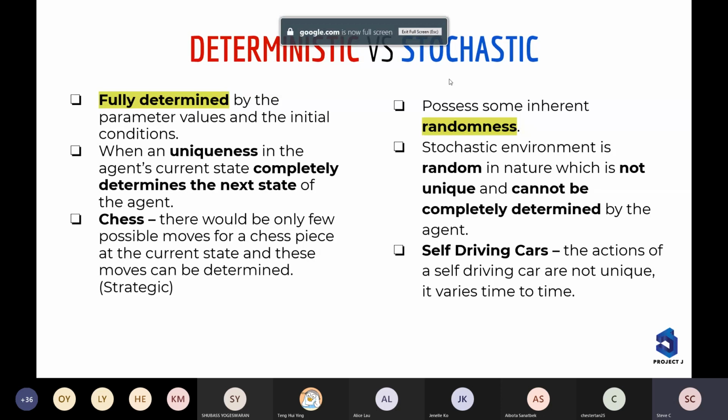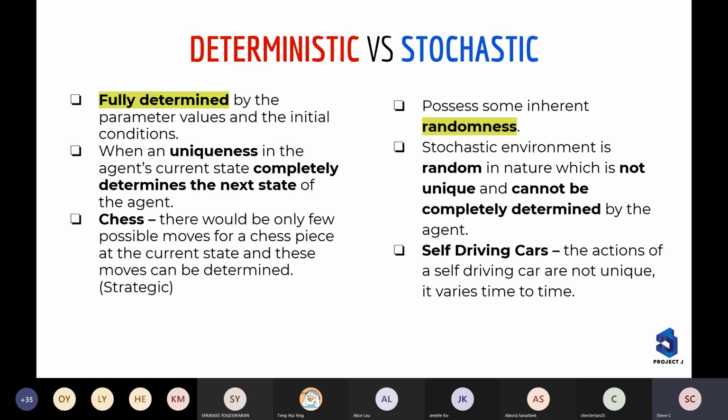Let's talk about a stochastic environment. It possesses some inherent randomness. In a stochastic environment, it is random in nature, which is not unique and cannot be completely determined by the agent. So an example of this would be self-driving cars, right?